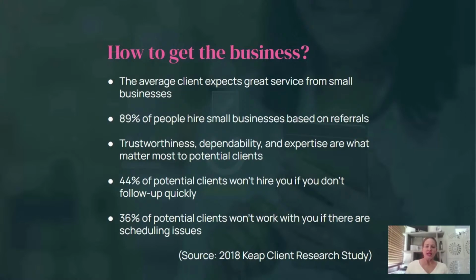Keap, which is a CRM and marketing automation software, did a survey already in 2018, but the picture will look similar now, on how to get business. How do you, as a business, get clients? These things are important because they set some guidelines on where we need to start when it comes to automation focus. So the average client expects great service from a small business.